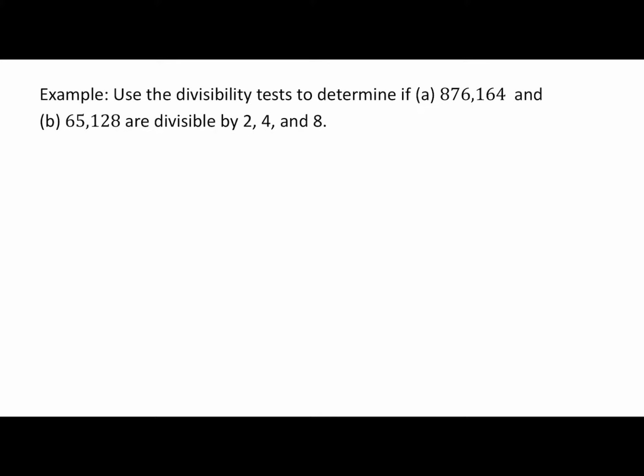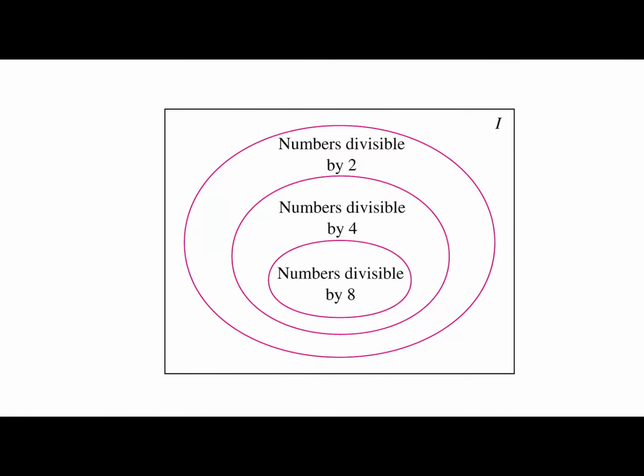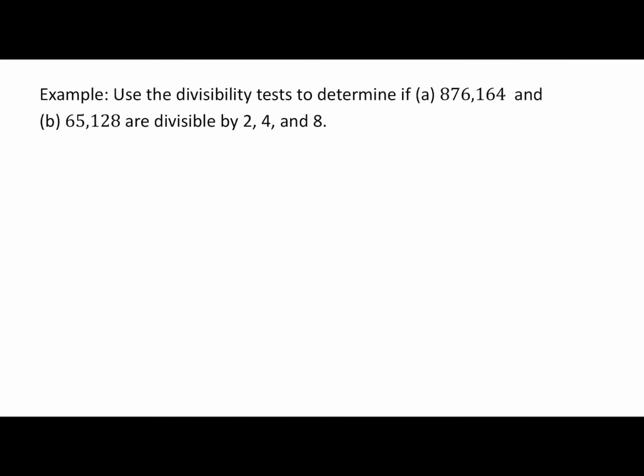All right, so let's try using the tests. So I have 876,164, and I'm going to test for divisibility by all the numbers. So is it divisible by 2? Yes, we're going to look at the last digit, so you should always give a reason. Yes, because 2 divides the last digit 4, right? 4 is divisible by 2.